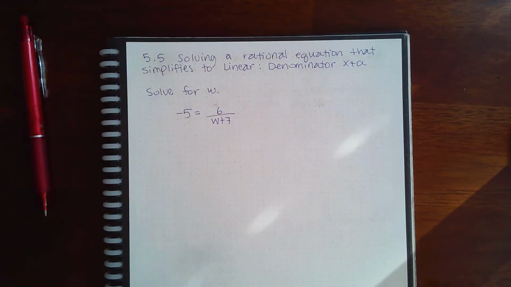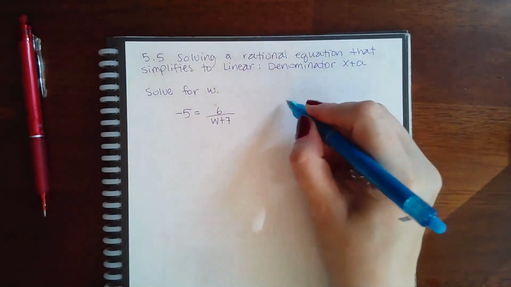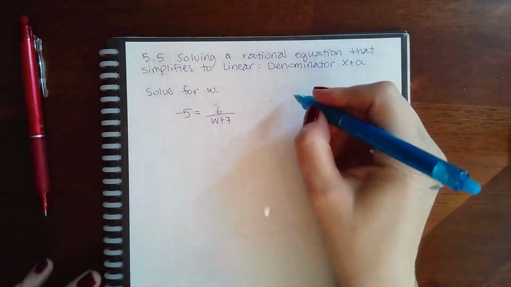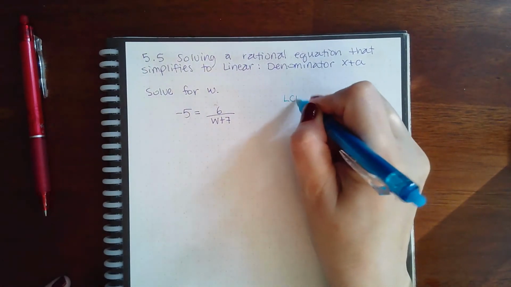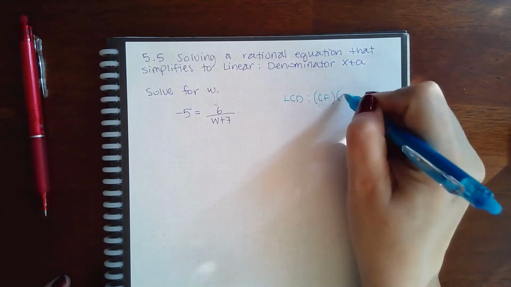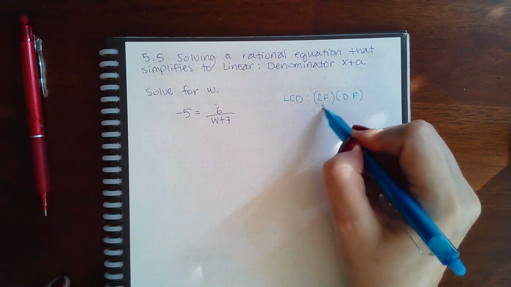Okay, here we have 5.5, solving a rational equation that simplifies to a linear with denominator x plus a. So we're going to do the same thing as we did before in the previous topic. Hopefully you watched the video for the previous topic. But to find the LCD, we're going to put the common factors first and then the distinct factors next. And remember, you only list these once.